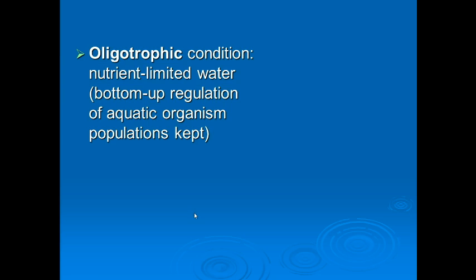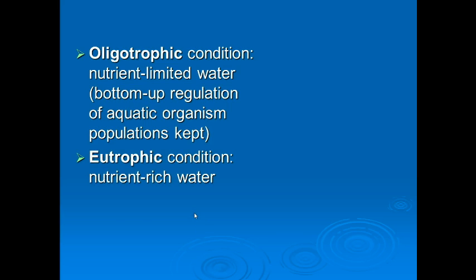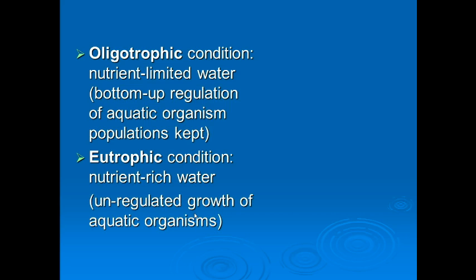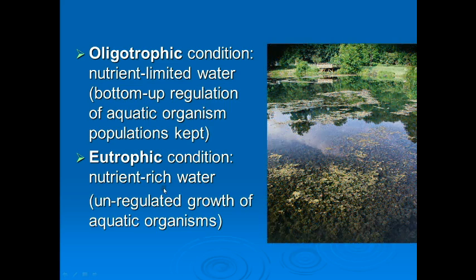If you have an oligotrophic condition, you have nutrient-limited water. This gives you a bottom-up regulation of your aquatic organism populations. Eutrophic condition, you have nutrient-rich water. Now you no longer have regulation and you get unregulated growth of the aquatic organisms.